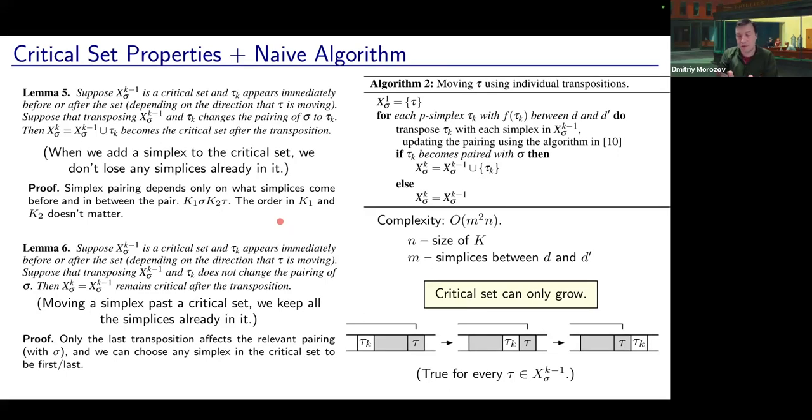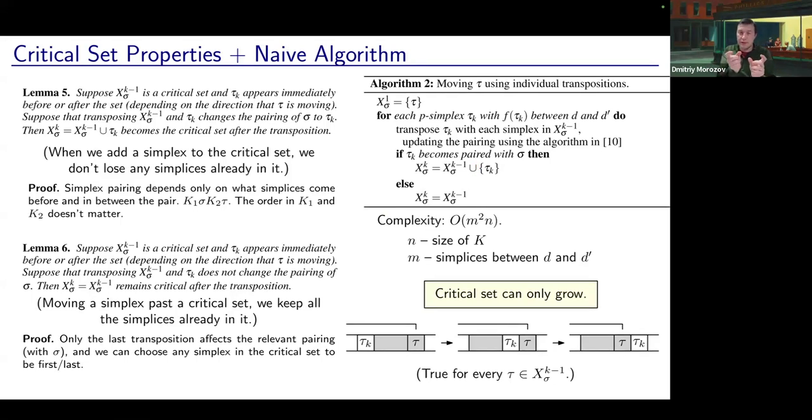This all essentially follows from the fact that if I have to swap sigma and tau, whether they're paired depends on what comes between them and before them, but it doesn't depend on the order of simplices that come between them. So that's somehow the crucial reason for everything. And so once I check these facts, and once I know that the critical set is well defined and exists, I can immediately define an algorithm, which I have been implicitly following all along, that just simulates the gradient flow combinatorially.